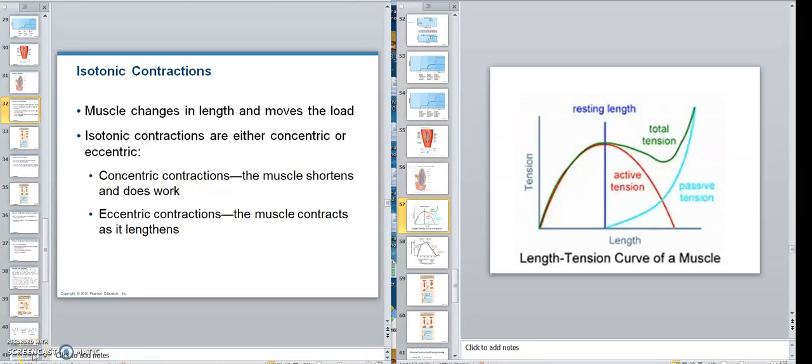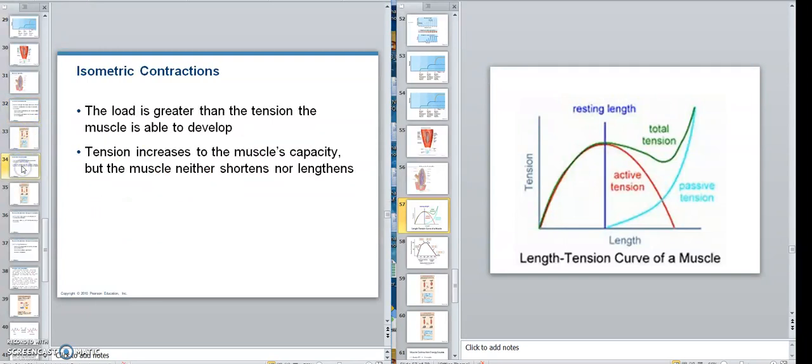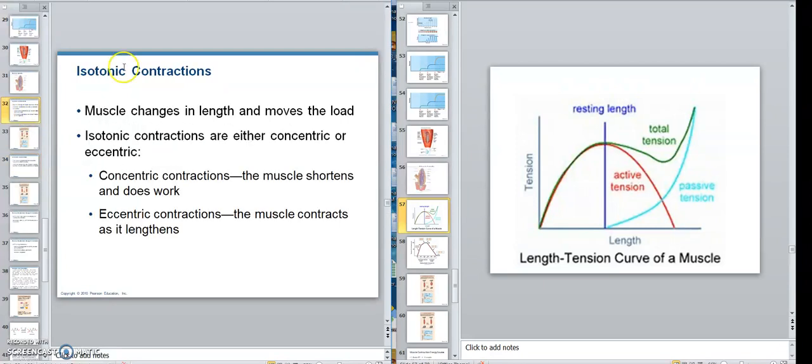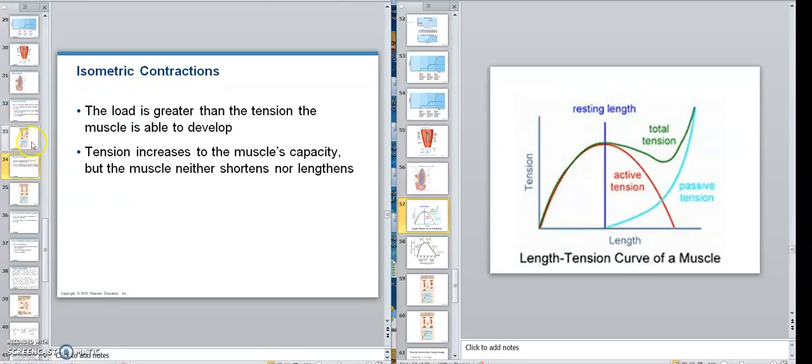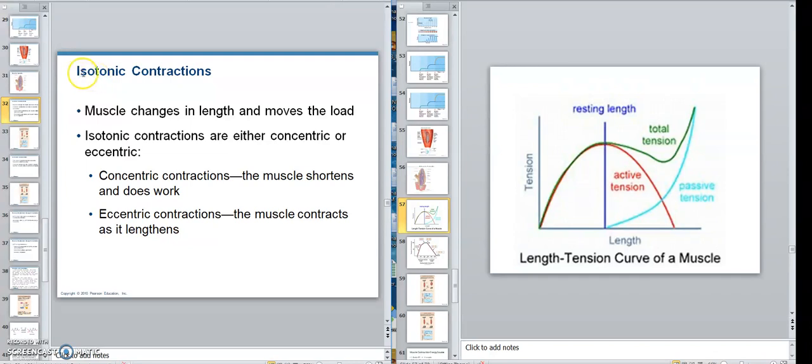Okay, class, where we are now is contraction types. The two types I'm going to talk about are isotonic and isometric contractions. Let's break the word down. Iso is a prefix for same. Tonic is tonus.